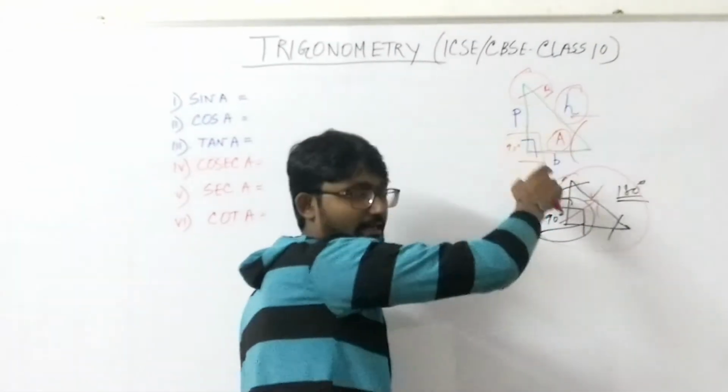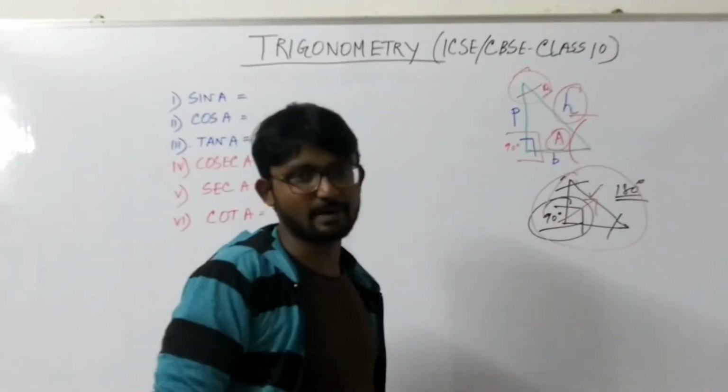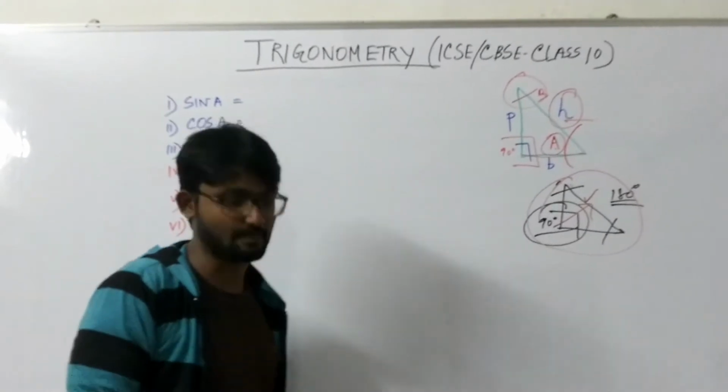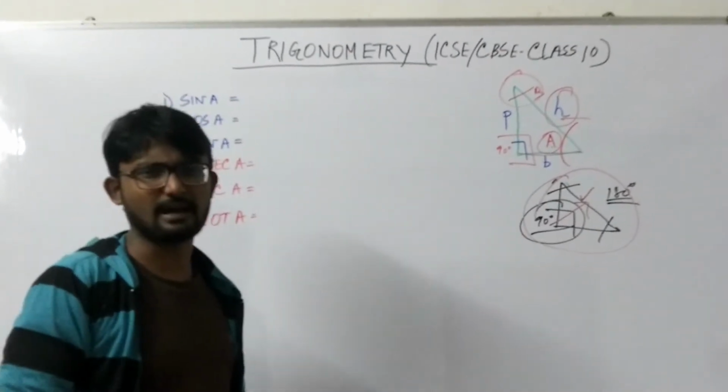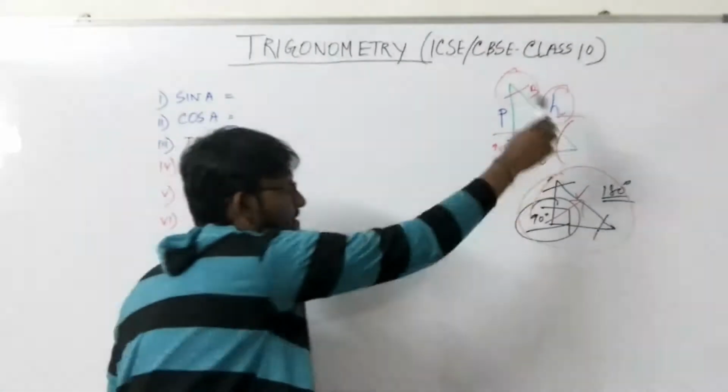This is a right angle triangle. Now this is the basic part of the triangle. Now we will come to the trigonometry part. If you have any doubts, you can ask me in the comment section regarding this part.